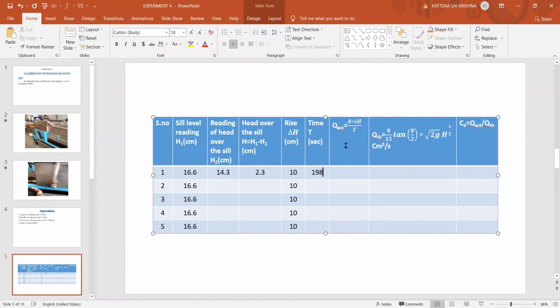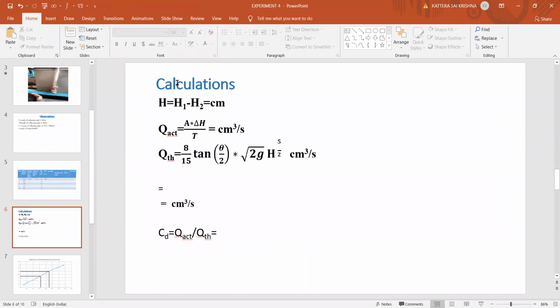Now we need to calculate Q actual. Q actual equals A H by T, that is A into the rise, which we take as delta H, divided by T. So first to calculate the Q actual value, I will go to the calculation part.